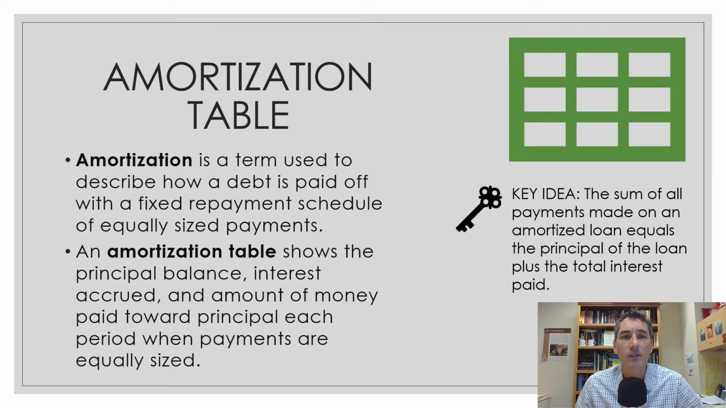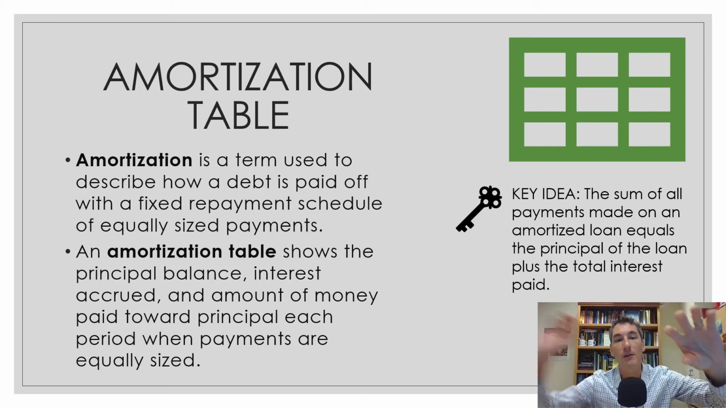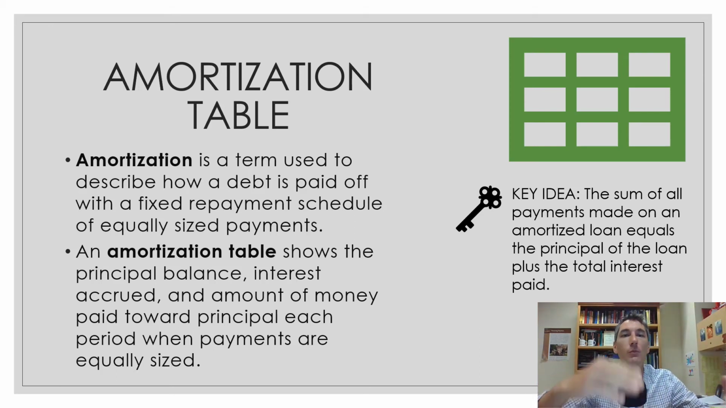Finally, an amortization table. Amortization is the term used to describe how a debt is paid off with a fixed repayment schedule of equally sized payments. So you've got a $100,000 loan, the payments are $500 a month, and over time the balance goes down until it's eventually zero. The amortization table shows how that works. It has the balance, the interest accrued, how much is paid, and then the next month it has the new balance, interest, payment, etc. It's similar to a dynamic account chart, but it's called an amortization table when it's a loan.